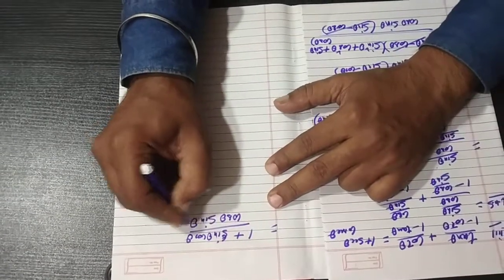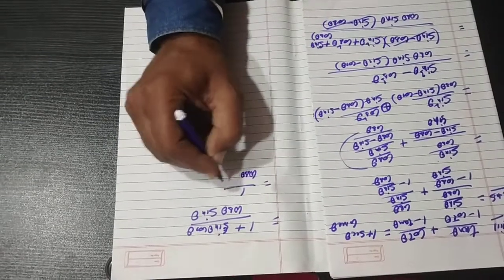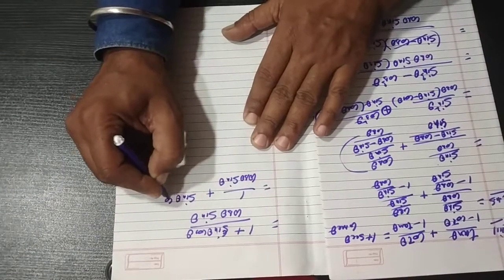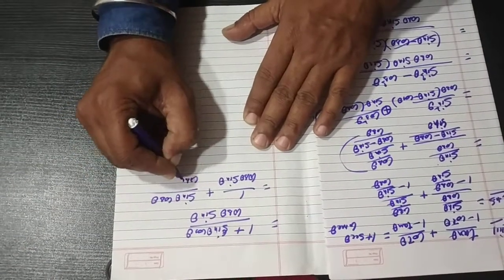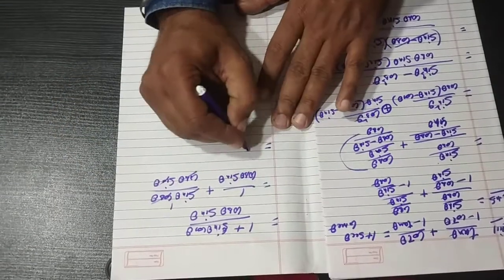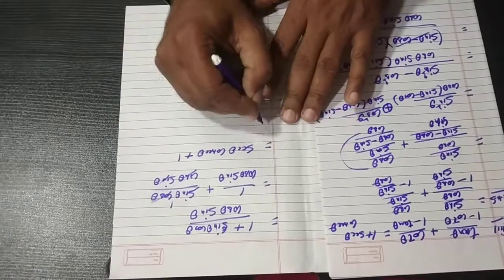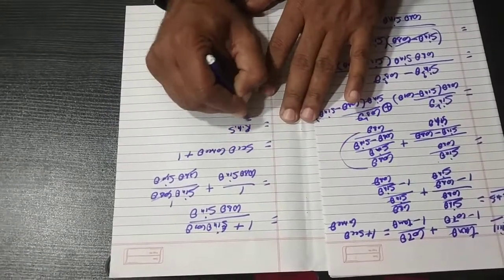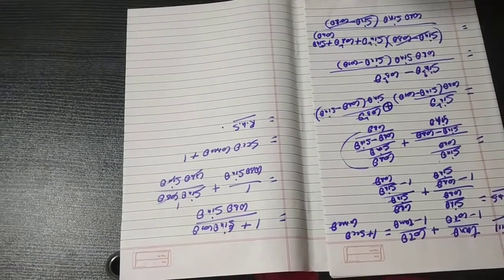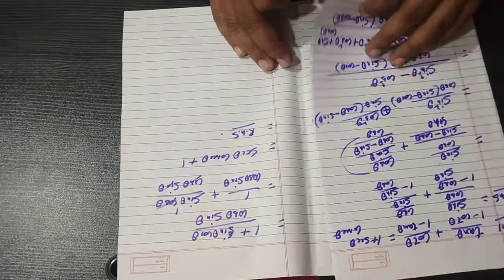Further, I will take it as separate: 1 upon cos theta sin theta plus sin theta cos theta upon cos theta sin theta. This will be cancelled. 1 upon cos is secant theta, 1 upon sin is cosecant theta, plus 1 is equal to the right hand side. So that is the third part of the question. Now we will move to the next part, that is the fourth part.